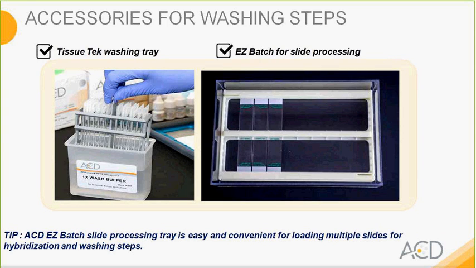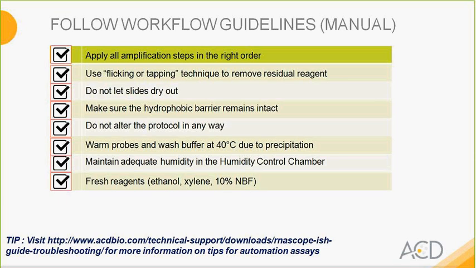Accessories for washing are very typical, with the item on the left being the Tissue-Tek washing tray. This works well with most users. However, high-throughput users may find it useful to use the EasyBatch slide processing container. This allows for loading slides without removing them through hybridization and washing steps. If you have questions about the EasyBatch slide processing equipment, please let us know and we will direct you to the right channels to get it.